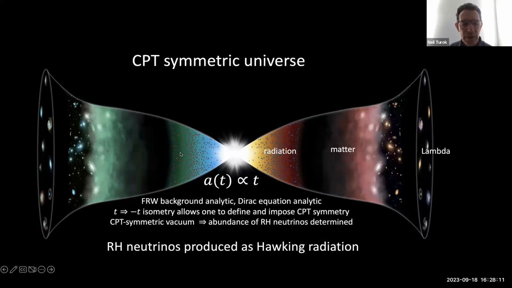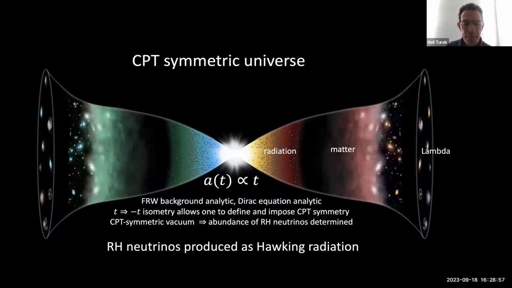In the same way, we considered the analytic extension of standard Big Bang cosmology through t equals zero. We solved the Dirac equation for right-handed neutrinos on this space-time. And what you find is that there's an isometry of the extended space-time under time reversal. And this allows you to define and impose CPT symmetry on the vacuum state. And that turns out to select a particular vacuum state in which the abundance of right-handed neutrinos is absolutely determined. One could say that these right-handed neutrinos are produced as Hawking radiation arising from the Big Bang itself, just from the fact that the cosmological background is time-dependent.